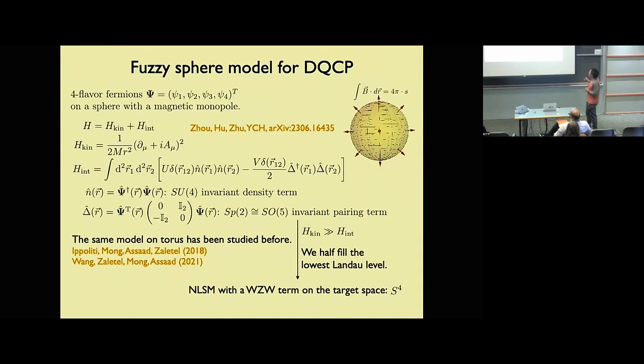One thing I should mention is that here we have a monopole flux of 4 pi times S. The same model has actually been studied before on the torus in those 2 nice papers. And here the new step is that we put it on a sphere, for the motivations that I talked about at the beginning. Now we consider the situation where the kinetic energy is much larger than the interaction, and the lowest Landau level is filled. Then we can project this Hamiltonian down to the lowest Landau level. In the end, it gives us the so-called nonlinear sigma model with a Wess-Zumino term on the target space S4. That is what we believe to be one of the descriptions of the SO5 deconfined phase transition. Okay, so that is the model.